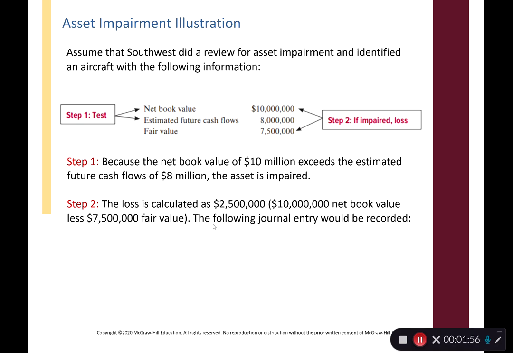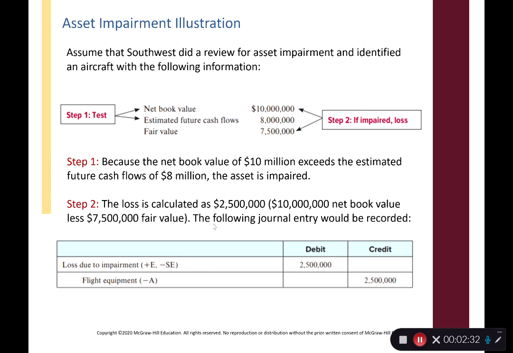If Southwest did an asset impairment and identified an aircraft with the following information, they had a net book value of $10 million, estimated future cash flows of $8 million, and a fair value of $7.5 million, the first step is to compare the net book value to the estimated future cash flows. And because the net book value is greater than the estimated future cash flows, it means we have an impairment. Then to figure out our impairment loss, we compare the net book value to the fair value, which is a difference of $2.5 million. So to record it, we're going to record a loss of $2.5 million and then a decrease in the flight equipment's asset value of that same amount.